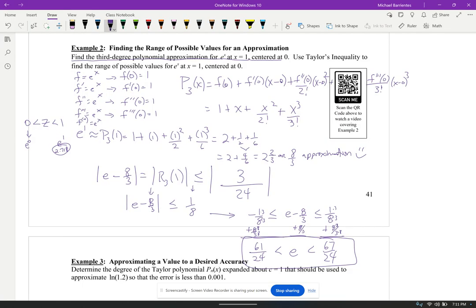Now, what does that mean? If my approximation had only gone to the three terms and gone to the second degree polynomial, that means my range would probably be a little bit bigger, right? It'd be a little bit wider. So the more terms, the better the approximation. The better the approximation, this range closes in and gets tighter around the actual value that we're looking for.